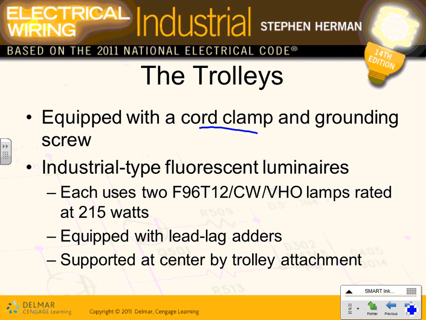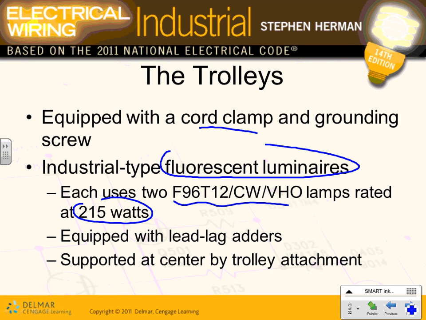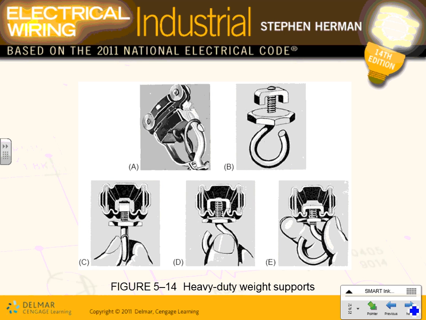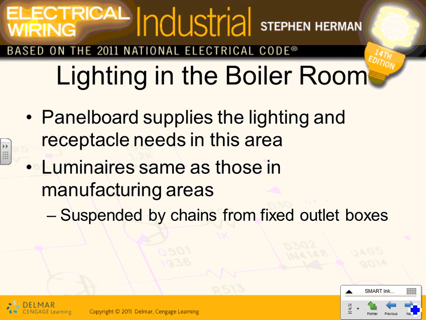The light that they're using in the industrial plant is fluorescent luminaires. Here's the catalog number for them, 96 watt, and the actual wattage of the fixture is rated at, okay, F96T12. Who uses T12 anymore? Interesting. And VHOs, and they are taking 215 watts. Equipped with lead-lag adapter, supported at center by trolley attachment. So these are the types of systems that they're using. Different hardware, guys. Heavy duty, weight support. You look at them at your own convenience.